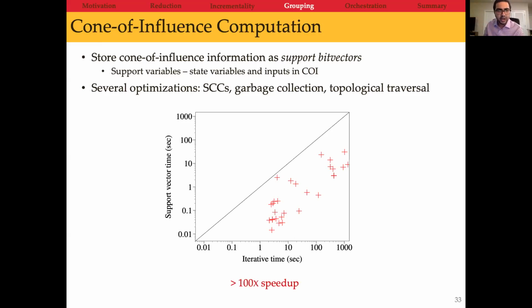So comparing our method, which is the support vector method, to the iterative method of cone of influence computation, which requires several repeated traversals, on a large collection of benchmarks, we get a greater than 100x speedup. So this was a severe performance bottleneck for Fuse IC3 to find groups of properties, which we solve in this version of the work.